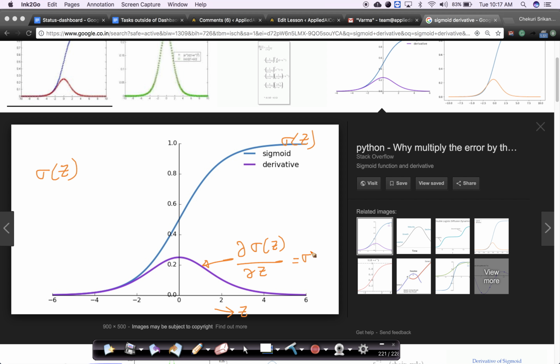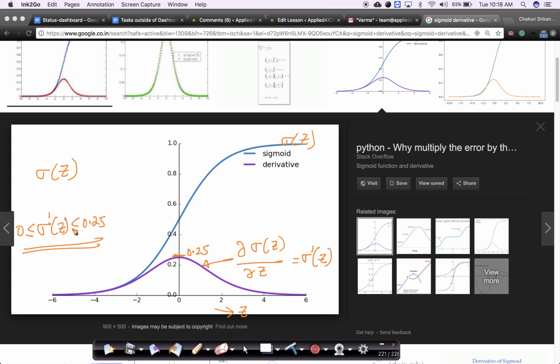Let's just write it as sigma dash of z, to represent that it is the derivative of sigma of z with respect to z, right? If you notice, your sigma dash z lies between, look at the y-axis here, the maximum value it can take is 0.25. The minimum value it can take is 0. So this sigma dash z lies between 0 and 0.25.